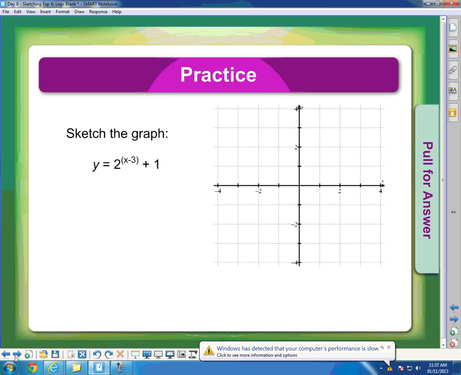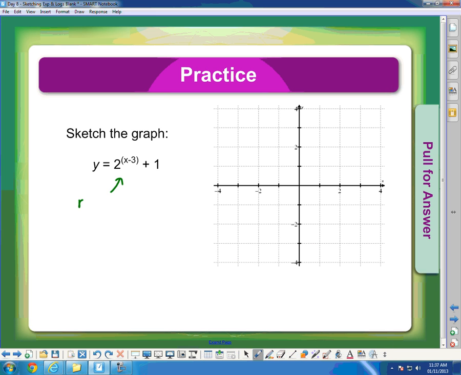So looking at our notes, we know that this graph moves inside the function there, right 3, and that part up 1. So just like in all the other functions, I'd like you to do a preliminary curve. In this case, I'm going to start with my original. My original is y equals 2 to the x as my original exponential function.